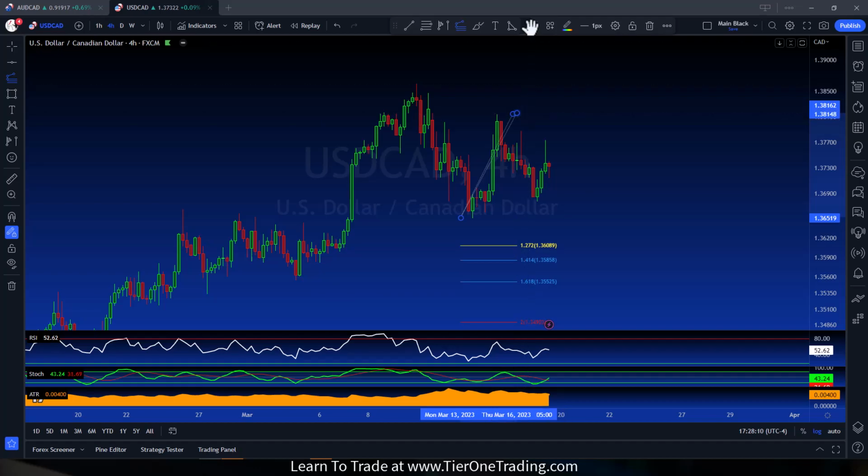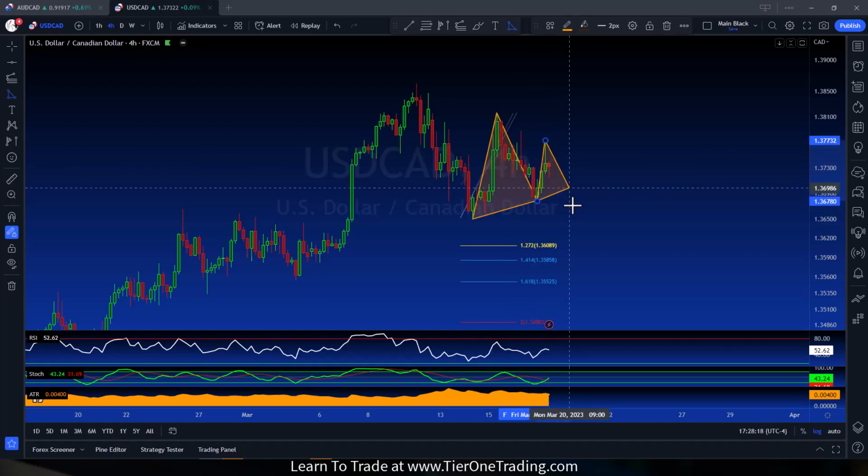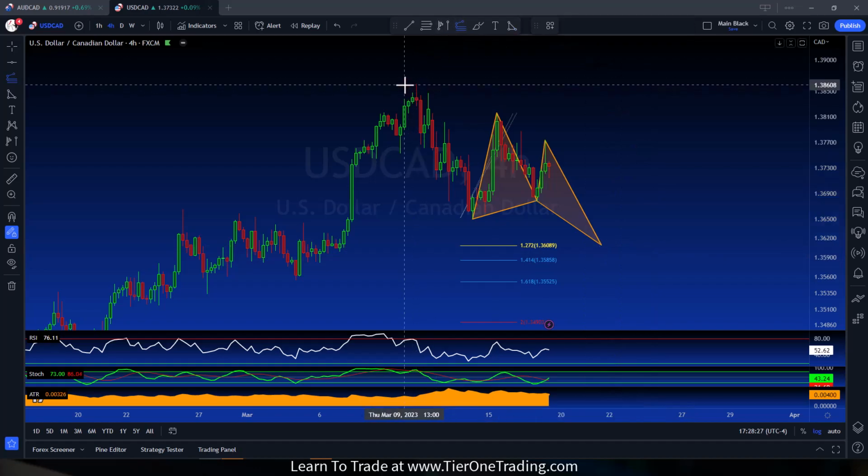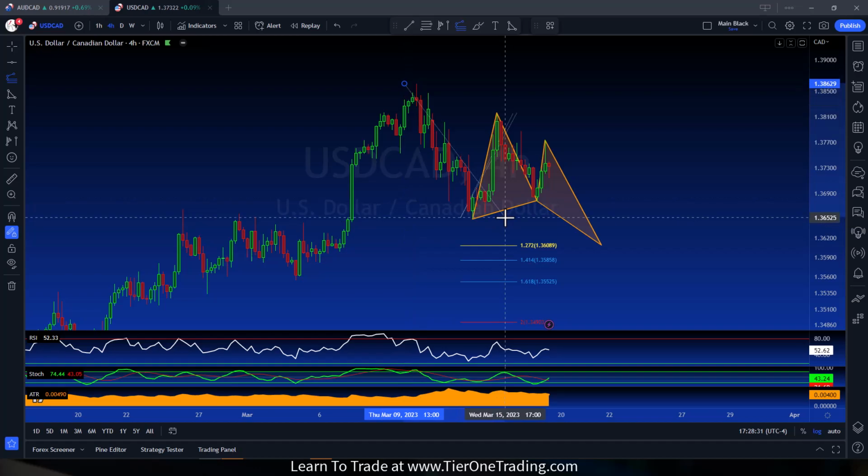Then I'll give you guys some triangles to make it more easily recognizable. So X to A to B. We're currently printing the C leg right here. If we continue to push down to this 127, that is going to be a D completion for a potential bullish butterfly. We also have a potential bullish Gartley pattern as well, and I'll draw that on a little bit.